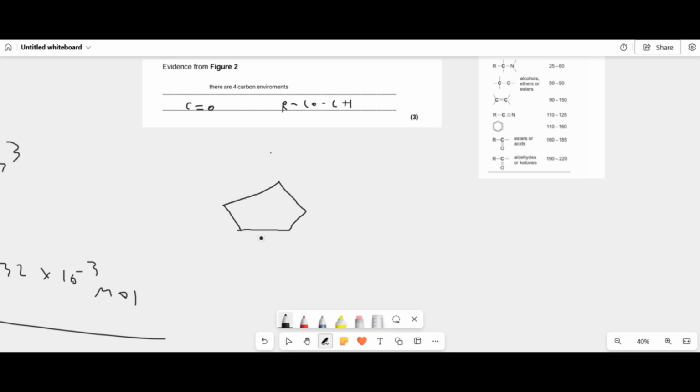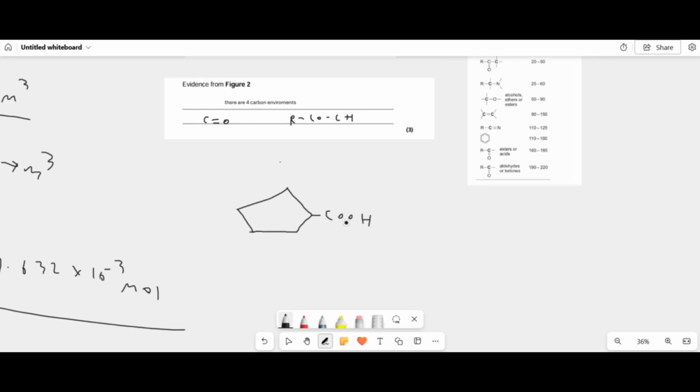So therefore, I'm gonna draw it like that. 1, 2, 3, 4, 5. And then obviously you need that carboxylic acid end there because it's acid OH acid. So you get that. This adds up to the same amount of carbons. This is actually what they're searching for here. This is all you need.